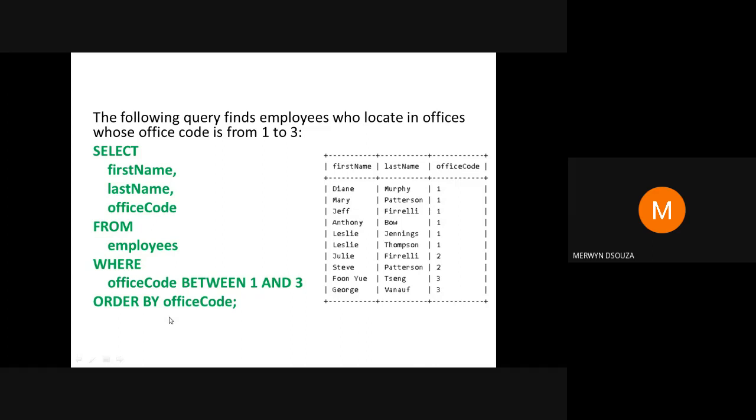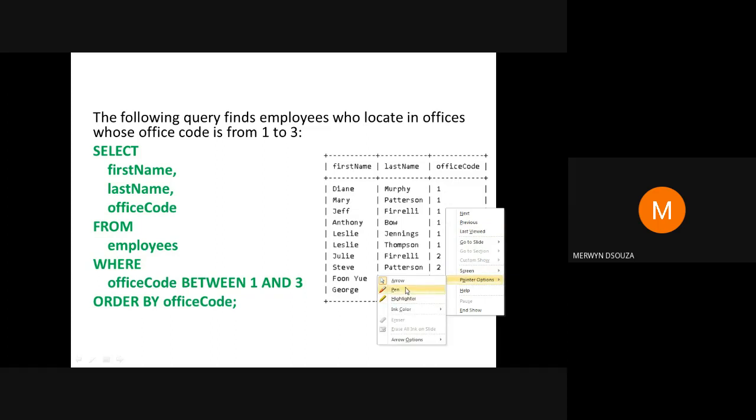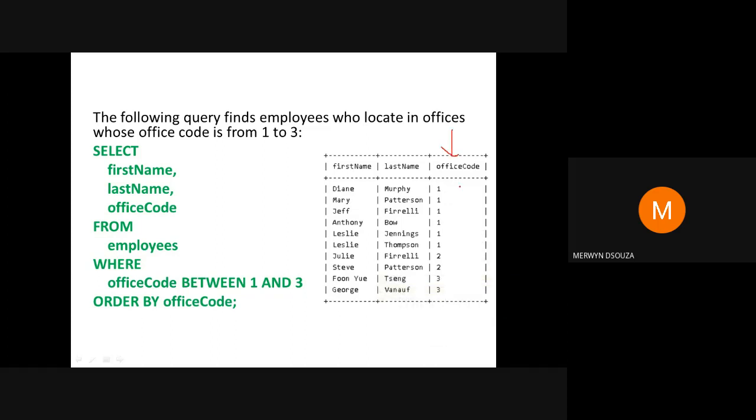Since we are sorting by this column, office code, the data is displayed in sorted order by this column. So all the rows having office code 1 are displayed first, then the rows having office code 2 are displayed next, and the rows having the office code 3 are displayed at the end. So we sort by using the order by clause.